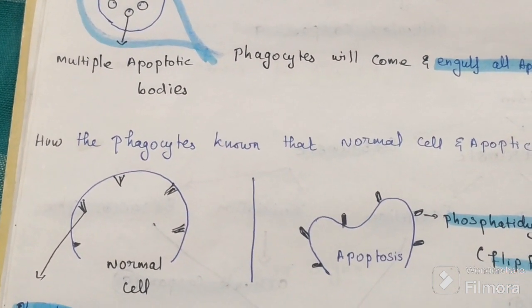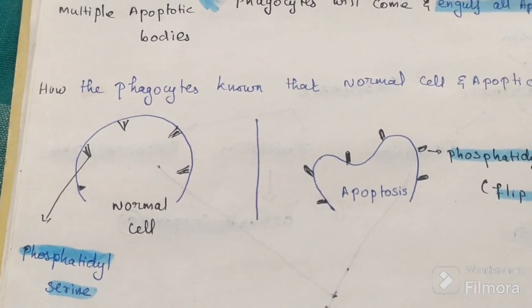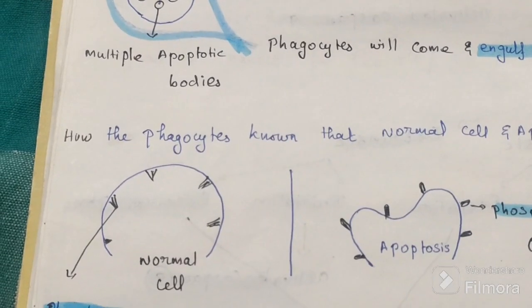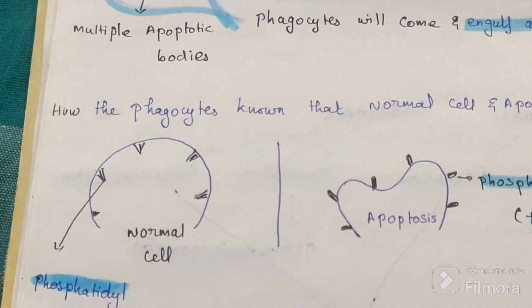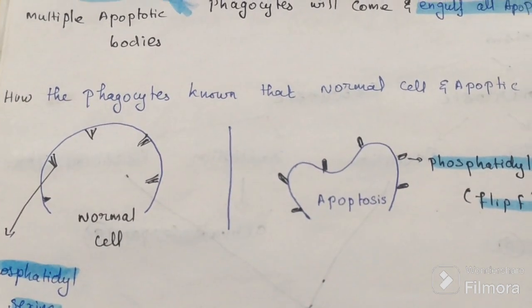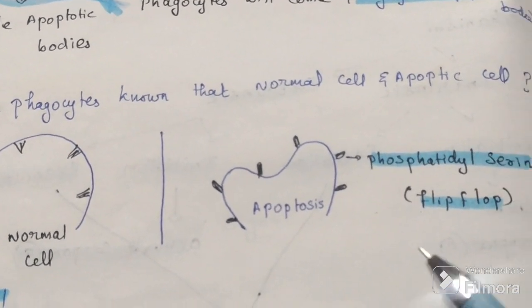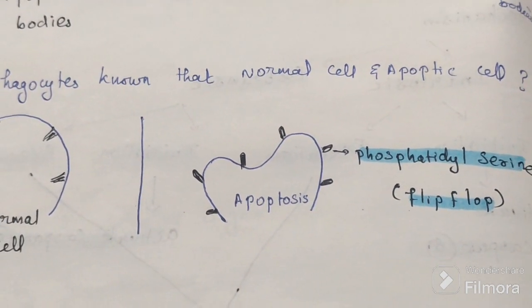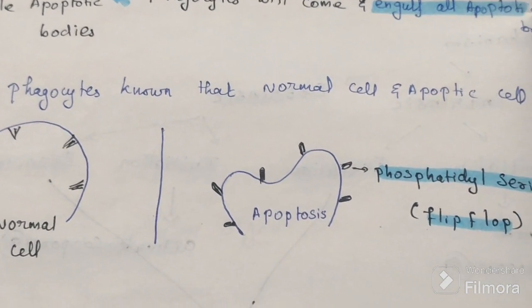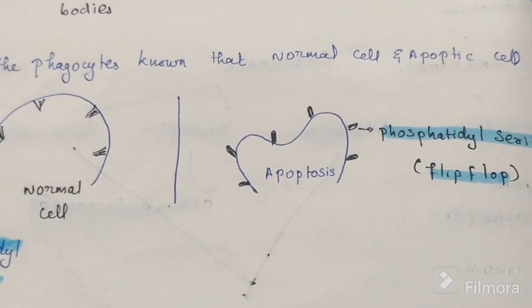So phagocytes recognize the cell by phosphatidylserine. In a normal cell, phosphatidylserine is presented inside. Normal cells have this protein, called phosphatidylserine, on the inner surface of the cell membrane. During apoptosis there is a flip-flop. Because of that flip-flop, the phosphatidylserine comes onto the outer surface during apoptosis.